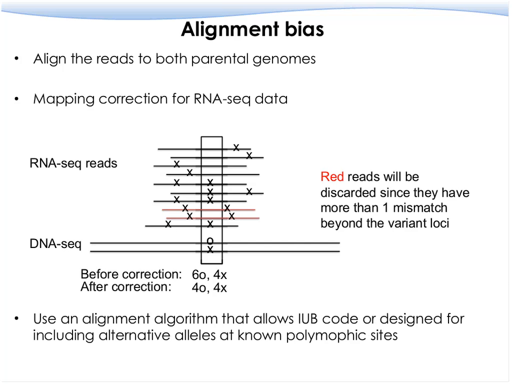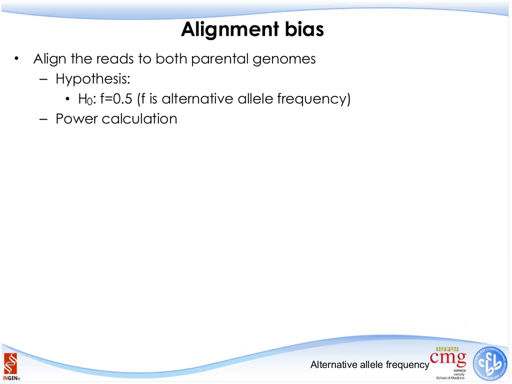And a third approach is to use an alignment algorithm that allows IUB codes or is designed for including alternative alleles at known polymorphic sites. There are quite a few algorithms that provide that option, including the very popular BWA and a few other algorithms. So when we study allele-specific expression, you may think to turn on those options.